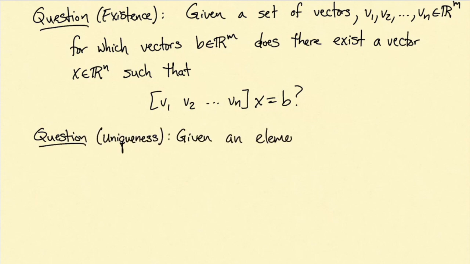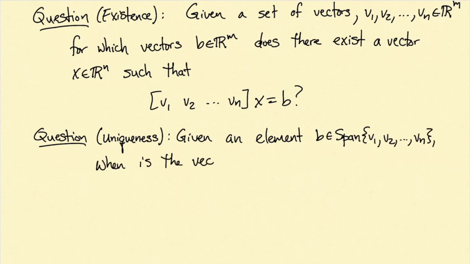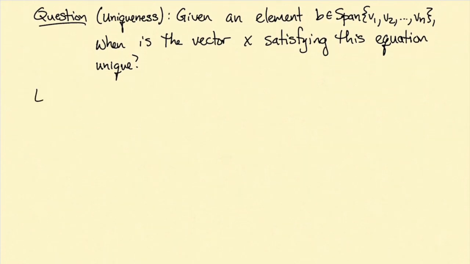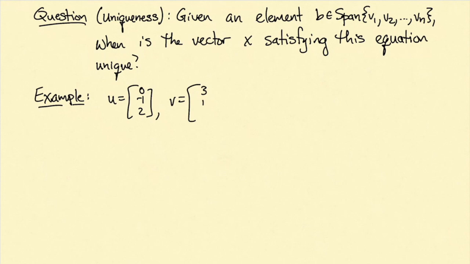So given an element b in the span of these vectors, v1 through vn, when is the vector x above that satisfies this equation unique? So let's start off with an example. We have three vectors: u with entries 0, minus 1, 2; v with entries 3, 1, minus 1; and w with entries 3, 0, 1.